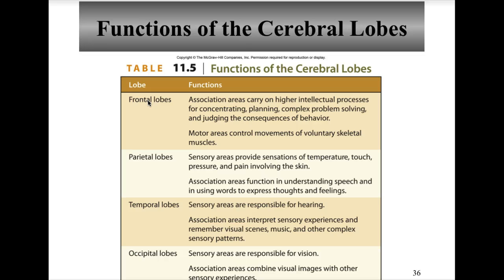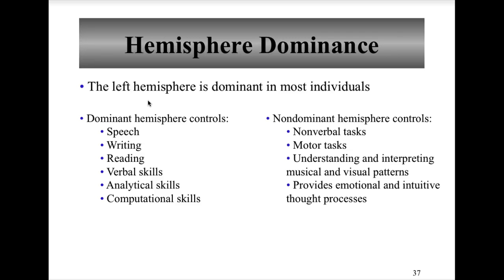Here are further functions of the cerebral lobes: the frontal lobe, parietal lobe, temporal lobe, and the occipital lobe. All right, hemisphere dominance. Hemisphere dominance is also known as brain lateralization.